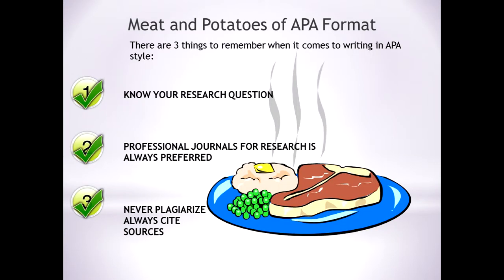Now, I did say I was going to get into the meat and potatoes of it all. So there's 3 things I want you to remember when it comes to writing in APA style. For one thing, know your research question. If you're like most college students, and especially in your first year, you're usually given a topic and told to write about that specific topic. So that makes it easy. You already know what your topic is or what your research question should be about.